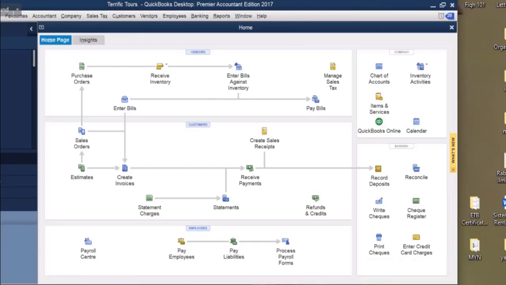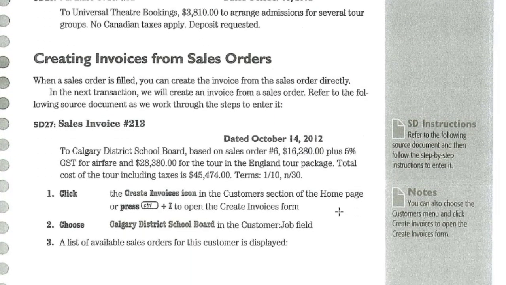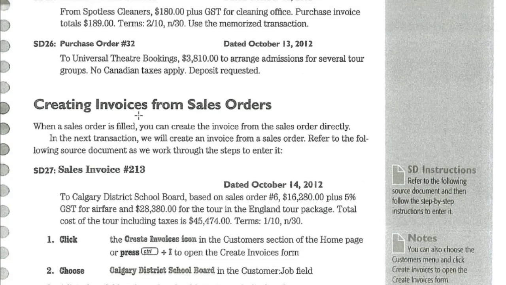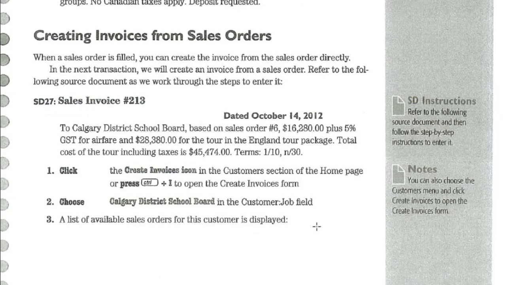Okay. Next one. Mafisa, we are in page 383. We finished SD26. We are going to do SD27. Creating invoices, sales orders. I think you had that sales order earlier. Like sales order, we touched on it last class a little bit. The same stuff.